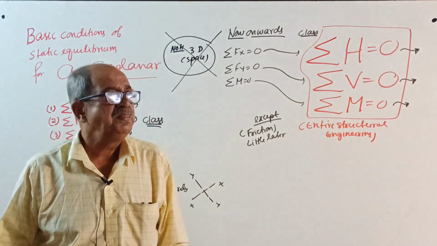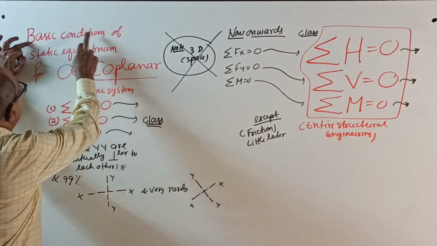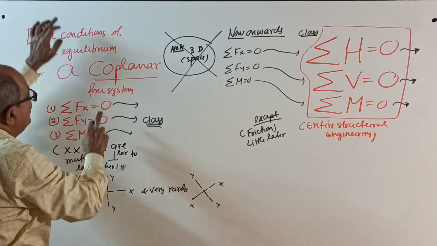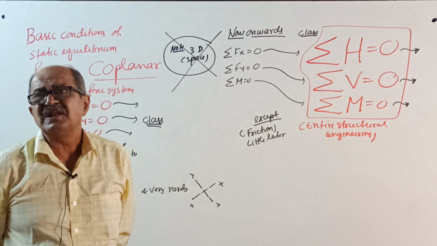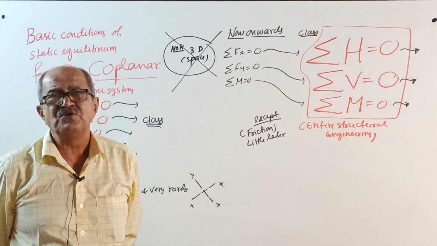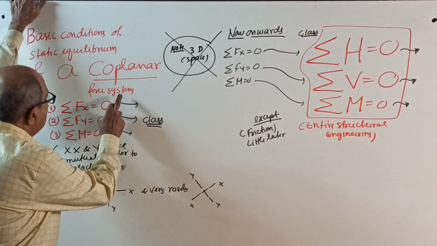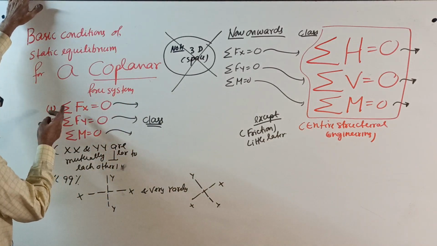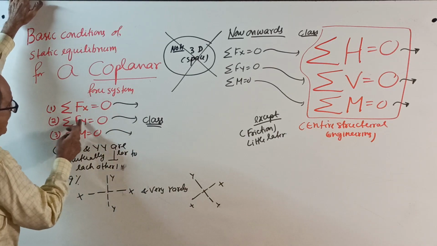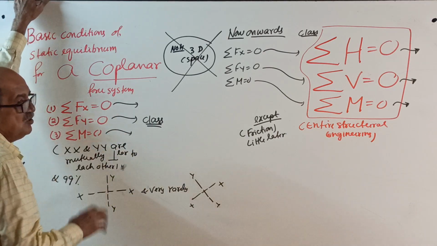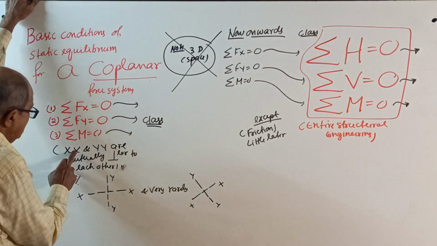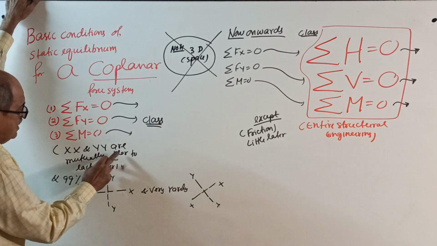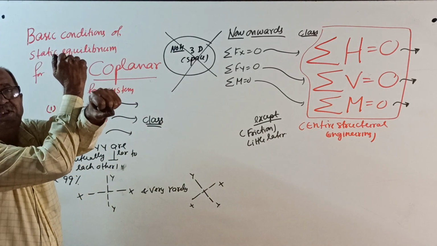Okay, now come to basic conditions of static equilibrium for a coplanar force system, or you can write coplanar structure, technically called coplanar force system. Okay, now this is already known to you. Sigma Fx = 0, sigma Fy = 0, sigma M = 0. Those who want, write. But remember, x and y are mutually perpendicular to each other.